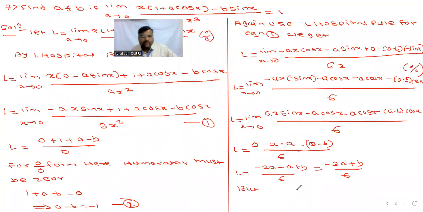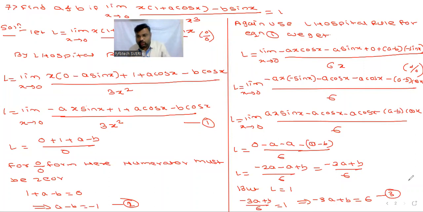But L is equal to 1. Very good. So from that we got that minus 3a plus b divided by 6 is equal to 1. This implies minus 3a plus b is equal to 6. So how many equations did we get? 2 equations. बरोबर आहे का? 2 and 3. Clear?